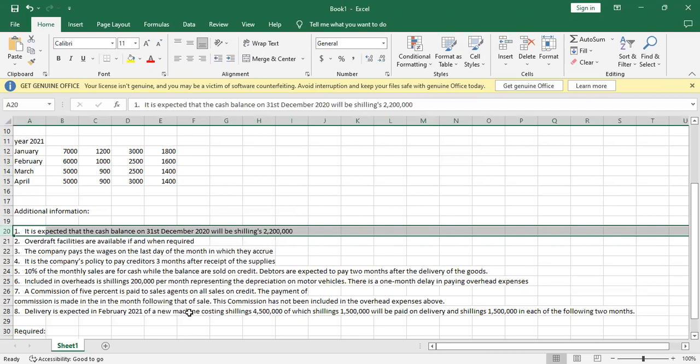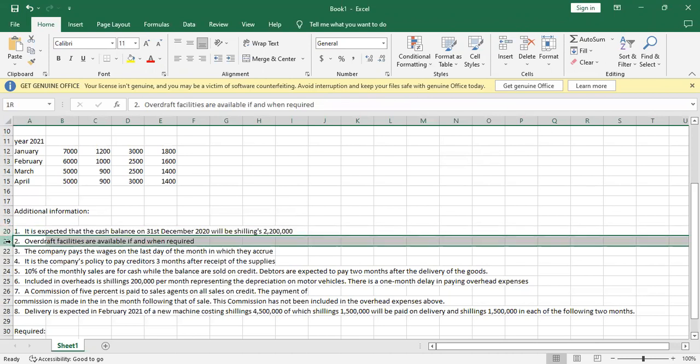Then we have the overdraft facilities. They are available as and when they are required. So you'll see that should the company, or should Baraka Limited, go short of cash, they can always go for an overdraft.